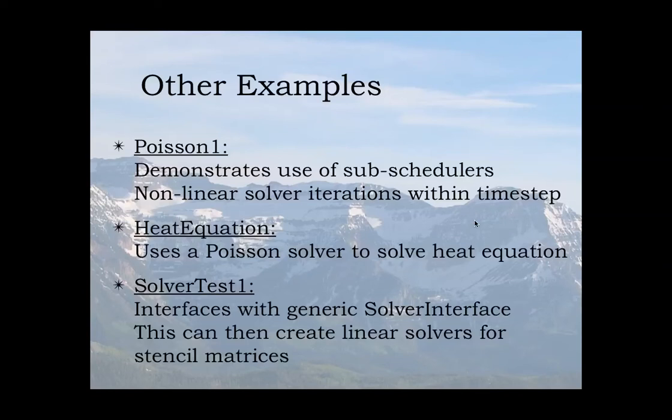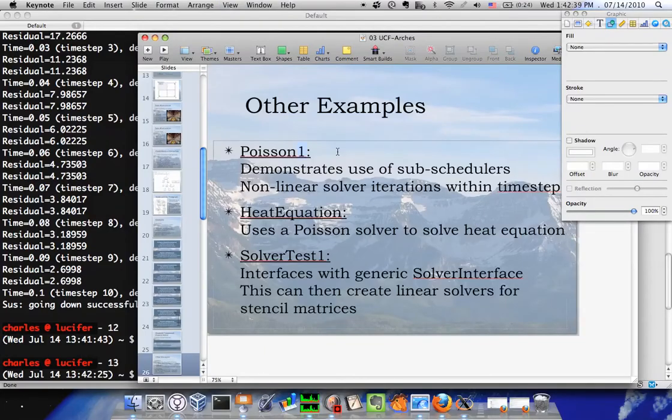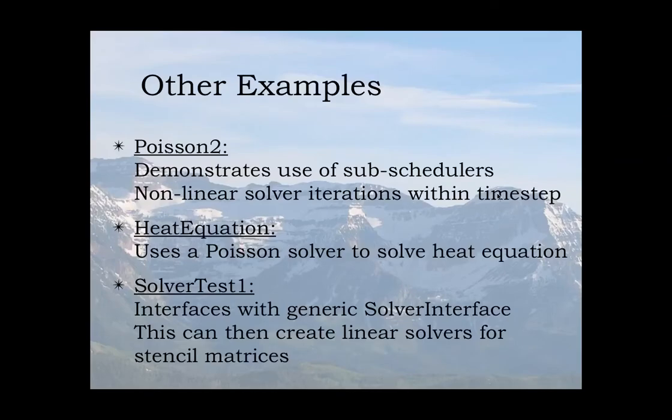Oops. This should be Poisson 2. So there's a couple of other examples available in that examples directory. There's a Poisson 2 example, which demonstrates the use of sub-schedulers. So any particular task can create a scheduler of its own. And that scheduler will also have a sub-data warehouse. And so any given task can have its own scheduler and its own iterations. And so this is great for something like a nonlinear iterating solution algorithm.